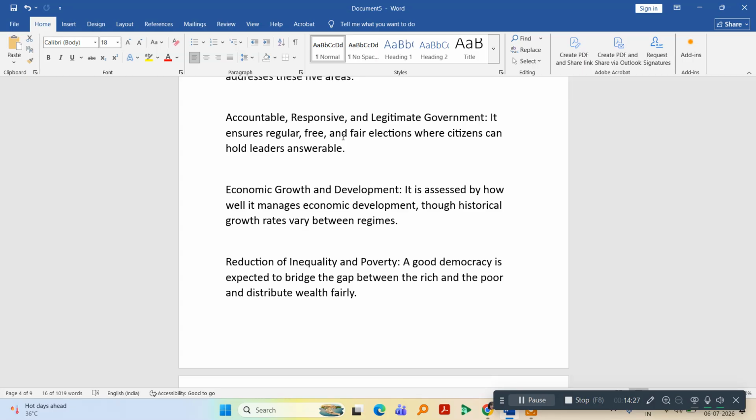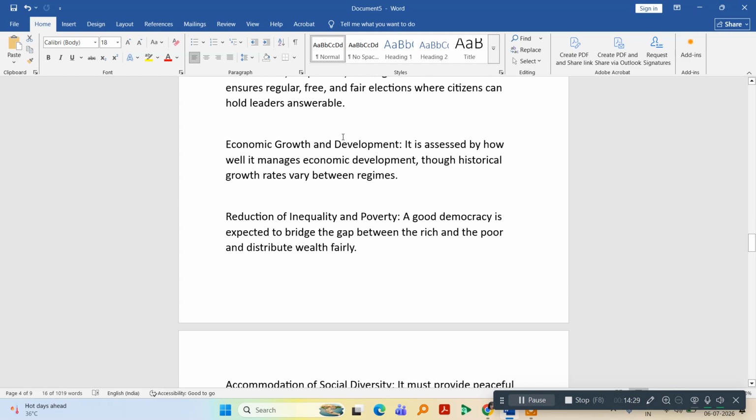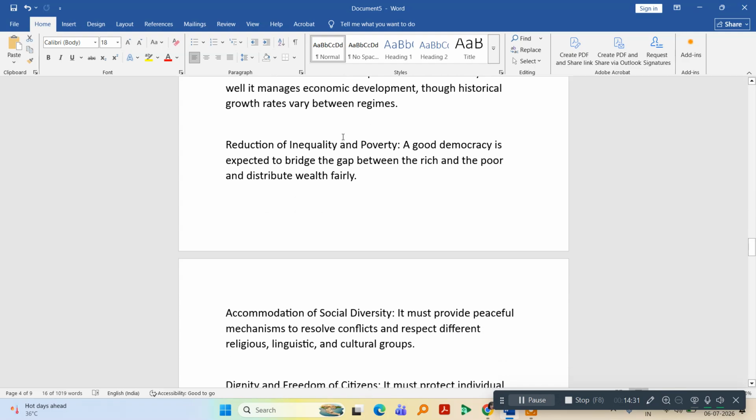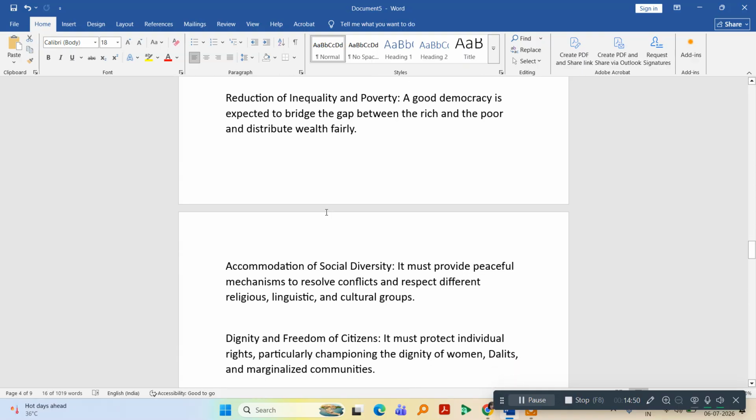The historical growth rate of different regimes or rules are taken into consideration. Reduction of inequality and poverty. A good democracy is expected to bridge the gap between the rich and the poor. So the rich people will not be so rich and the poor people will not be excessively poor. The wealth should be distributed evenly among all the citizens.